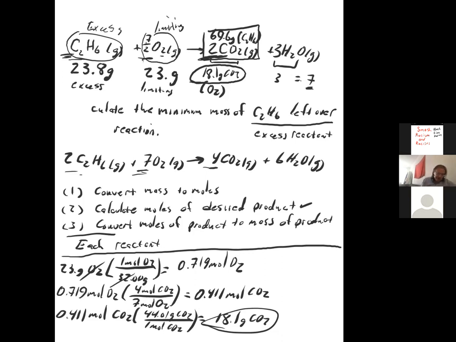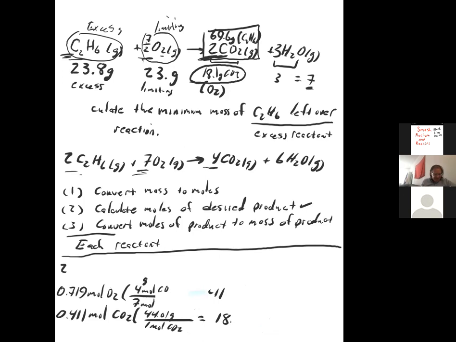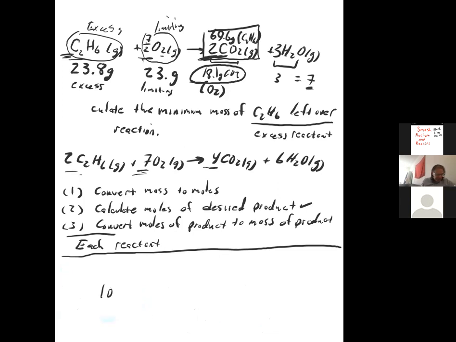So let me show you how to do that. I'm just going to erase this. So let's get back to the question. The question says how much C2H6 is going to be remaining. That's called the excess amount, okay? All right, so here's what I'm going to do.